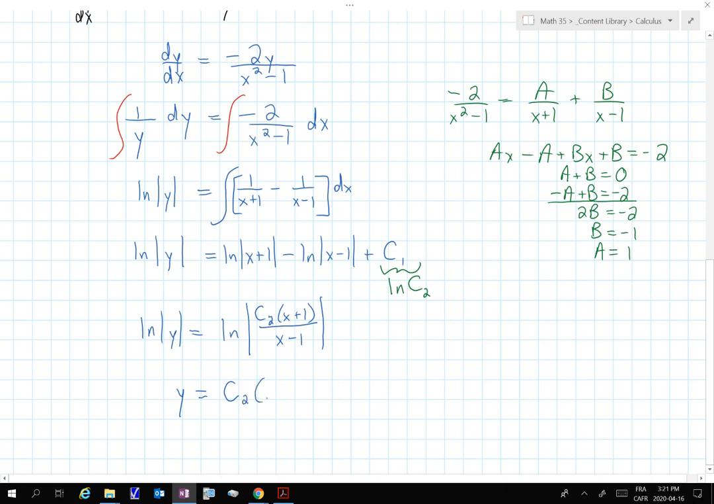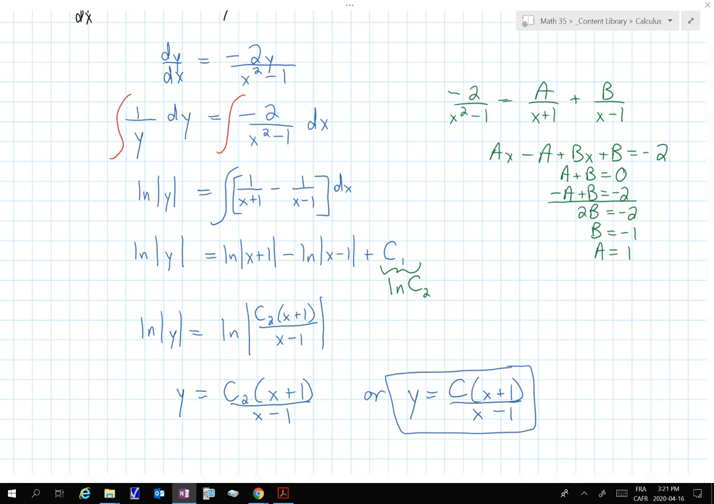So I've got y equal to C2, whatever constant that is, times x plus 1 divided by x minus 1. Or just more generically, now I don't need the subscript, y equals some constant times x plus 1 over x minus 1. Now, I've ignored a lot here, specifically with regards to those absolute values and potential domain and range issues. The reason I'm ignoring them right now is because they're not really the nuance we're going for.